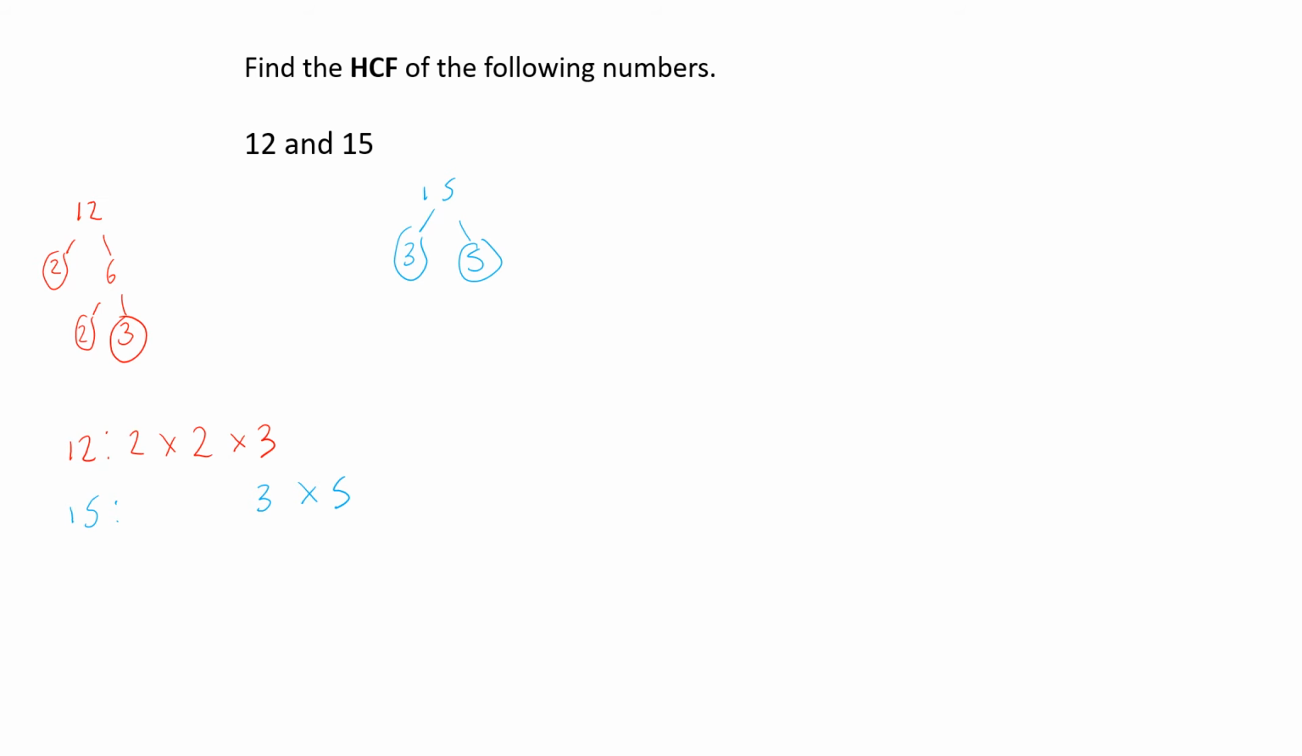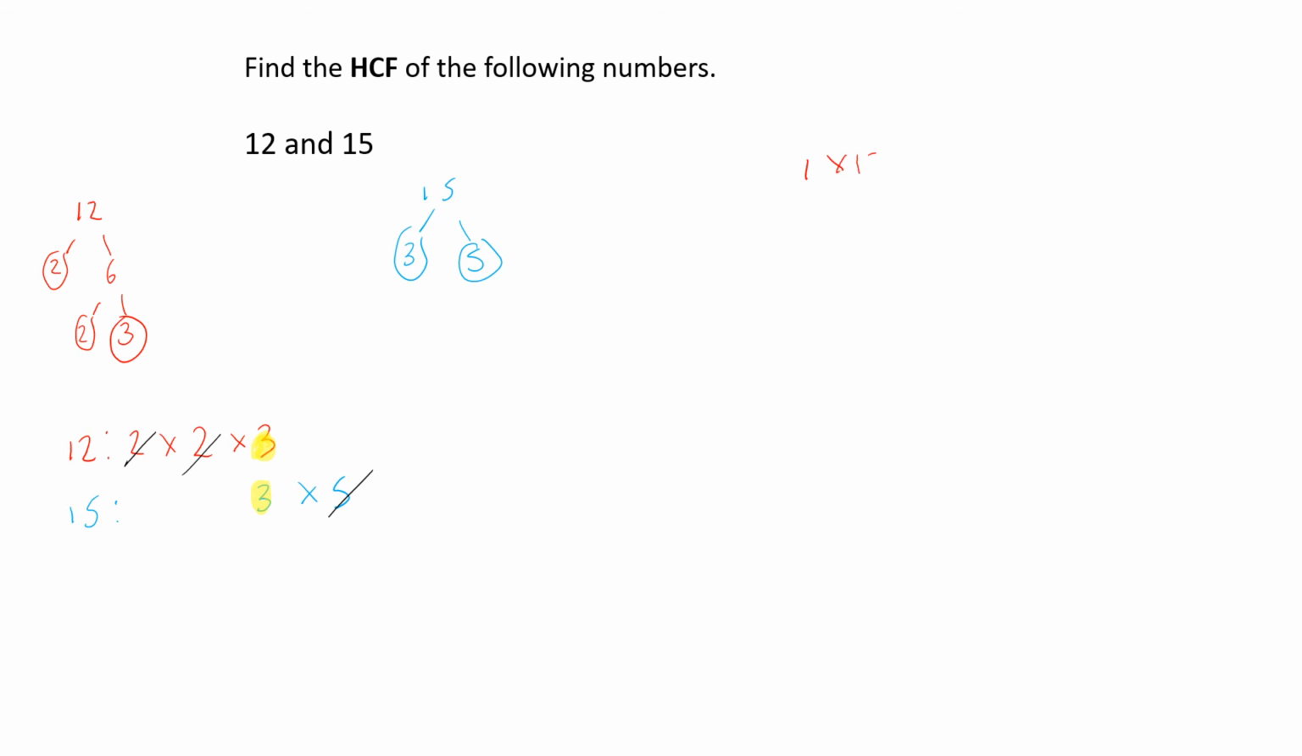Okay, and now we're going to look for similarities. They don't both have a 2, they don't both have a 5, but they do both have a 3. So this way is showing us that 3 is the highest common factor. Let's check our other method.